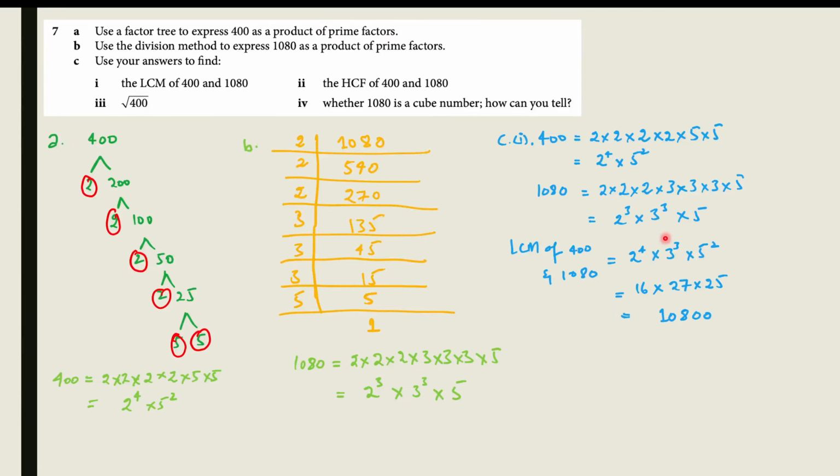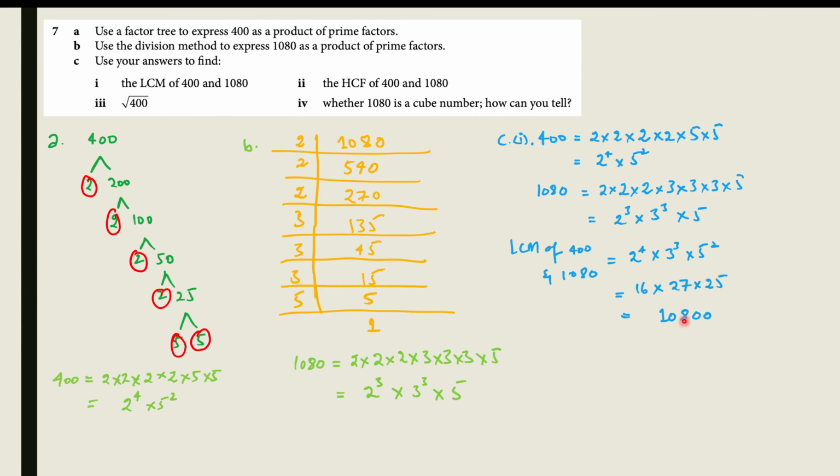If it's there, we are going to enlist it, and then we multiply it as we have shown in here. 2 raised to the power of 4 is equal to 16, 3 raised to the power of 3 is equal to 27, and 5 raised to the power of 2 is equal to 25. Then multiplied together, we get 10,800. So the lowest common multiple between 400 and 1080 is 10,800, or the multiple that is common between these two numbers, which is the lowest one, is 10,800.